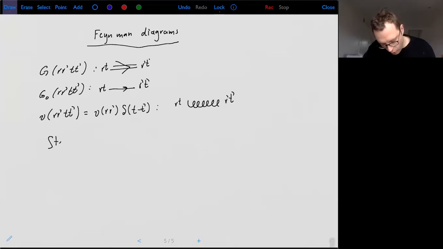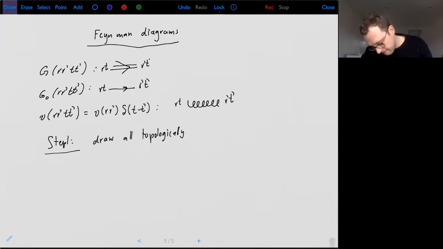All right, so step one is to draw all topologically distinct connected diagrams with a certain number of Green's function lines and interaction lines. And I'll tell you what all these words mean. So we start by drawing all topologically distinct connected diagrams. So they're all in one piece. You can draw them without your pencil ever leaving the paper. So that's what connected means.